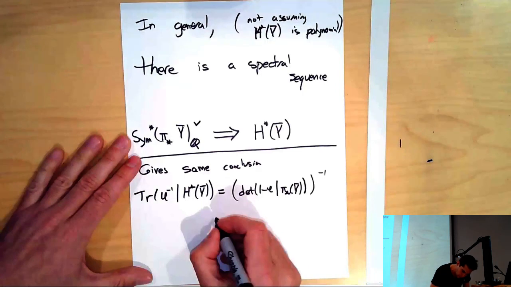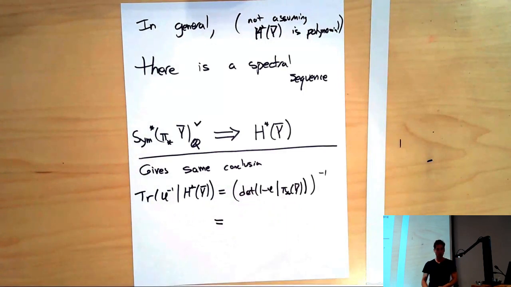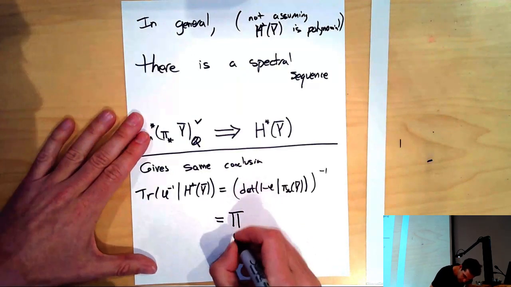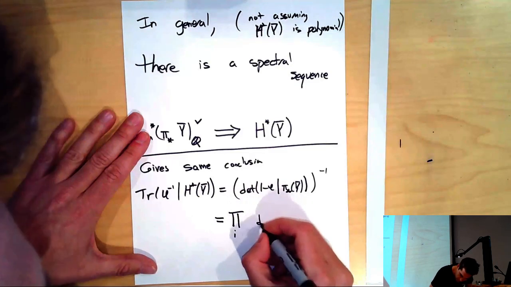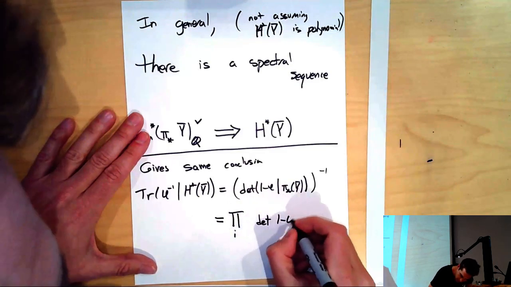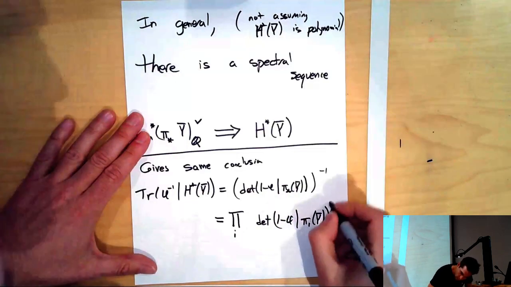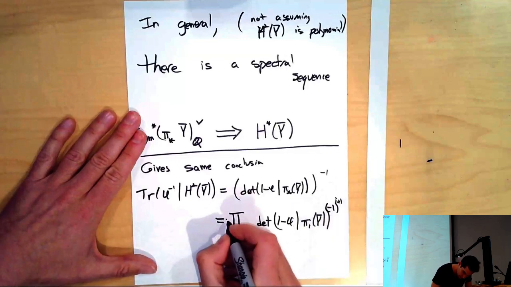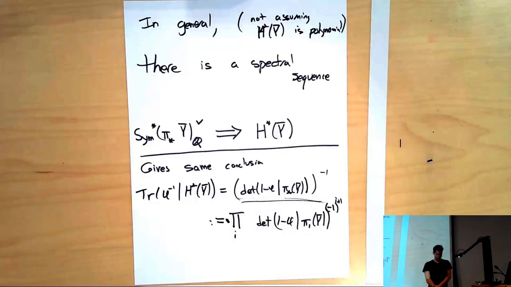Well, now I should be a little bit careful about even degrees versus odd degrees. These homotopy groups might not be concentrated in even degrees anymore, so I should really write this as a product over all i of the determinant of 1 minus Frobenius on pi i of y bar, raised to the power (-1)^(i+1). That's just what this expression means. So you get the same conclusion.